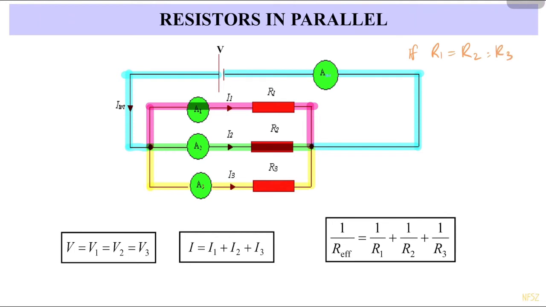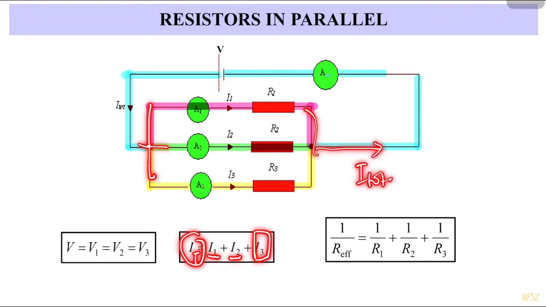Kalau ni sama, tak apalah padam. Tengok sini. So, basically, I total, current total di sini, akan sama dengan I1 plus I2 plus I3. Maksudnya current akan pecah kepada 1, 2, 3. Tambah semua, dia akan menghasilkan I total balik.